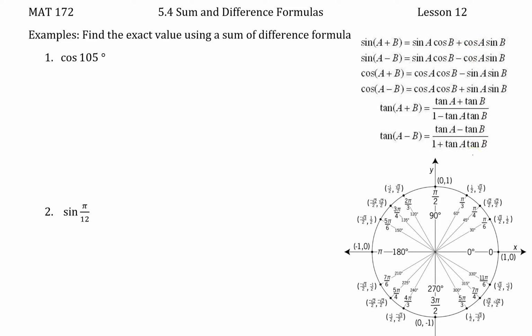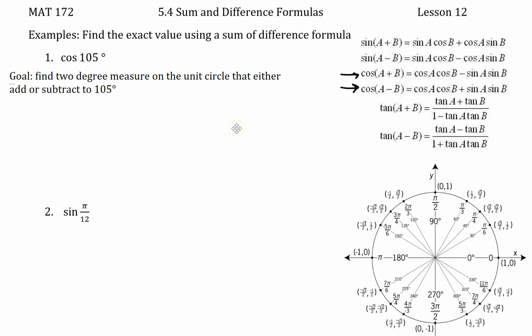And so our first goal is to find two numbers that either add or subtract to 105. And we want those two numbers to be degree measures that show up on the unit circle, so we can use one of these two formulas, either a cosine sum formula or a cosine difference formula. There are several different combinations that can do this.